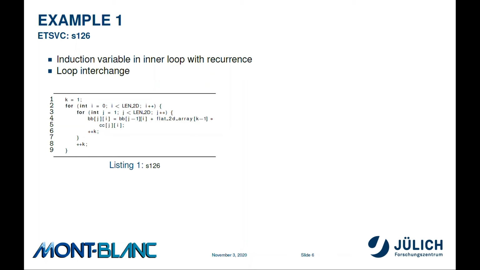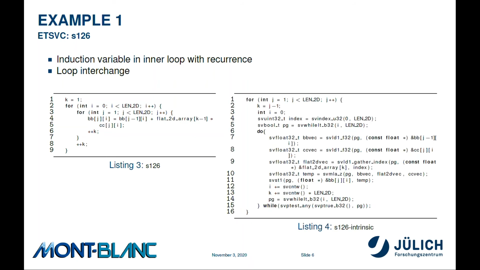On the right side, you can see how this loop can be vectorized using intrinsic functions. In this particular case, we exchange the order of loops and use SVE gather load. This way, we can perform vectorization on elements which are not on contiguous locations in memory. The optimized version of the loop performed up to 8 times faster than code generated by the compiler.